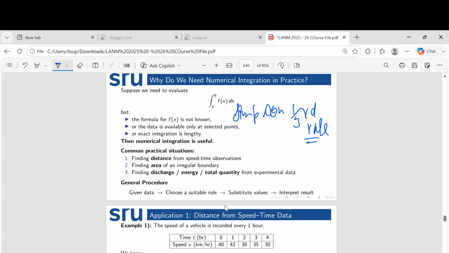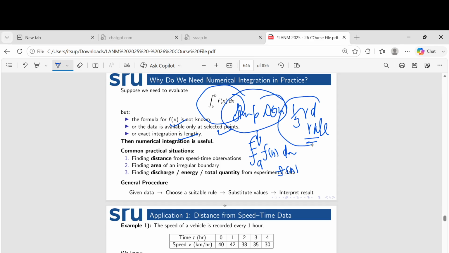So suppose we need to evaluate the integral a to b f(x) dx. The formula for f(x) is not known. The data is available only at selected points and the exact integration is not possible. So if f(x) dx is given, f(x) is very difficult to solve and the values between a to b are given at some specific points. Then we apply these three types of numerical integration formulas.